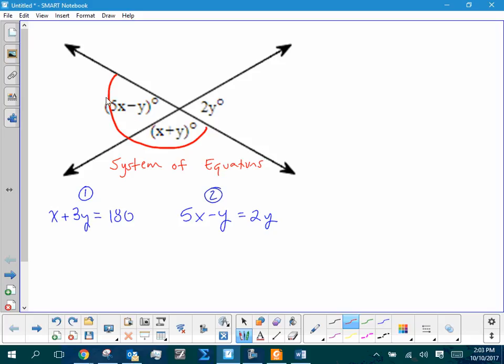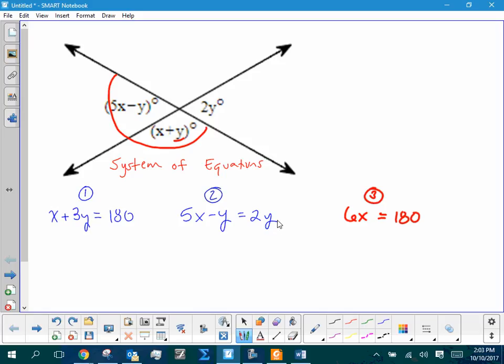I'm going to add those together. 5x plus x gives me 6x, right? Negative y and positive y, when I combine those together, what's that give me? 0y. And that's just 0, so I don't write that down. But they should be supplementary. So I get that. Now, what is nice about equation 3 then?